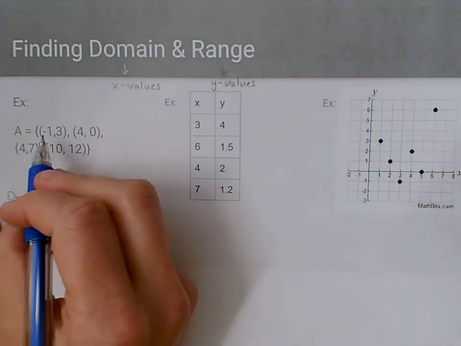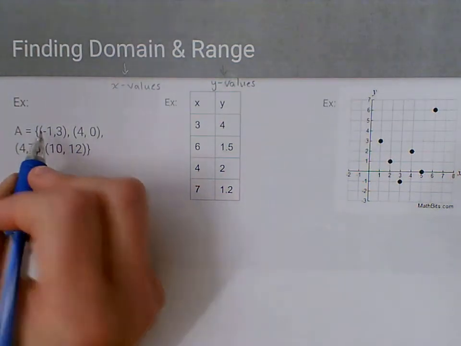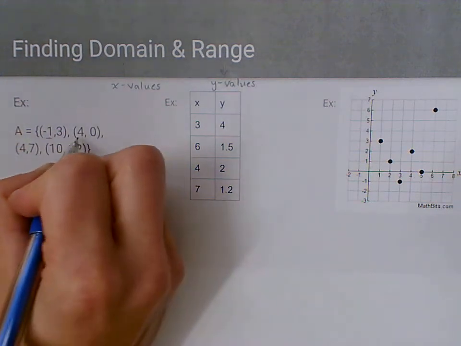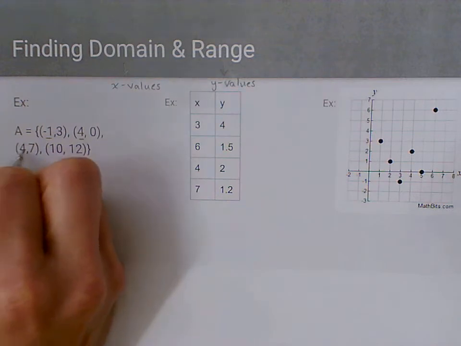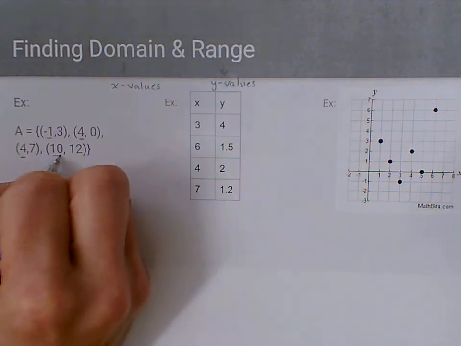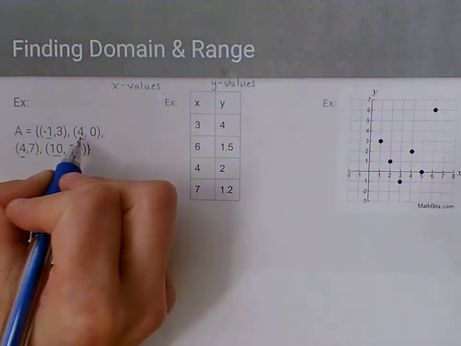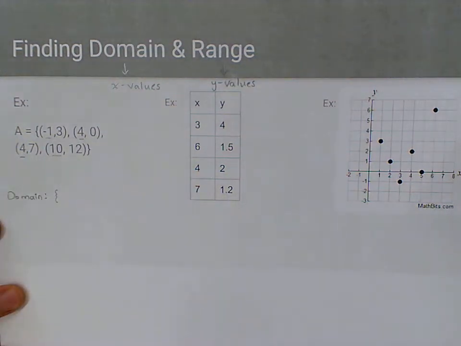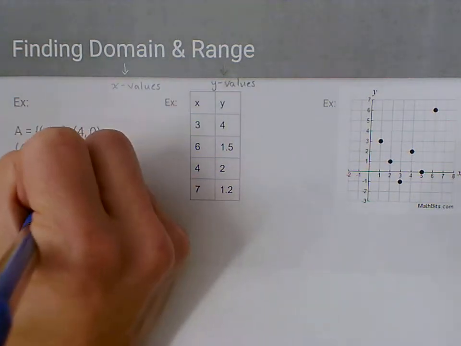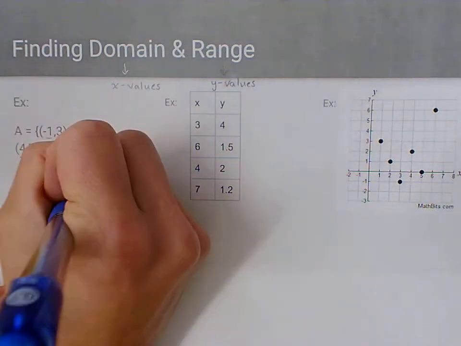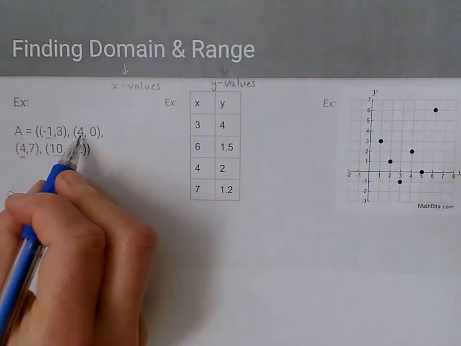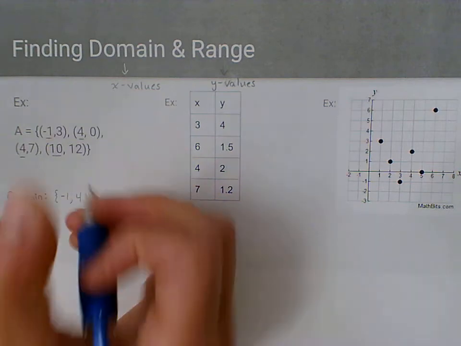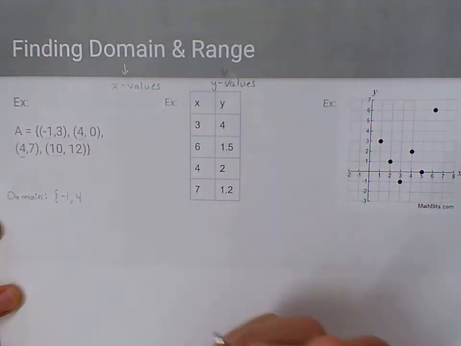And so when I list the domain, I'm going to look for my x values. So my x value here would be -1. My x value here is 4. The x value here is 4, and then the x value here is 10. So remember, the x values are like that first part of your ordered pair, okay? So when I list them, it would be -1, 4, and then like I was saying, do you see how the 4 is repeated? You do not repeat it.